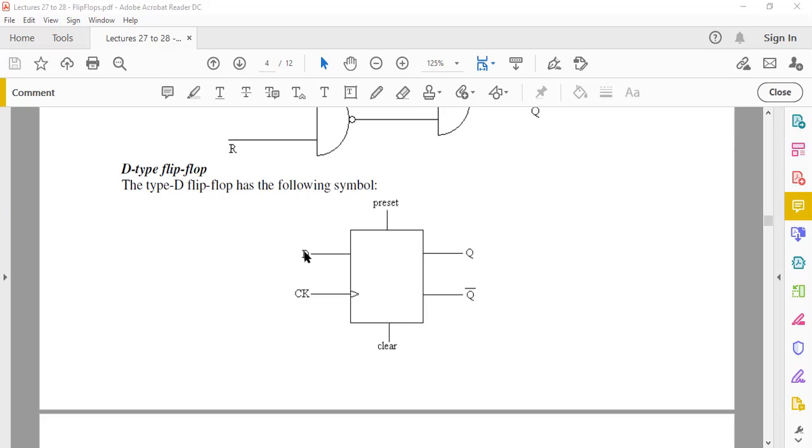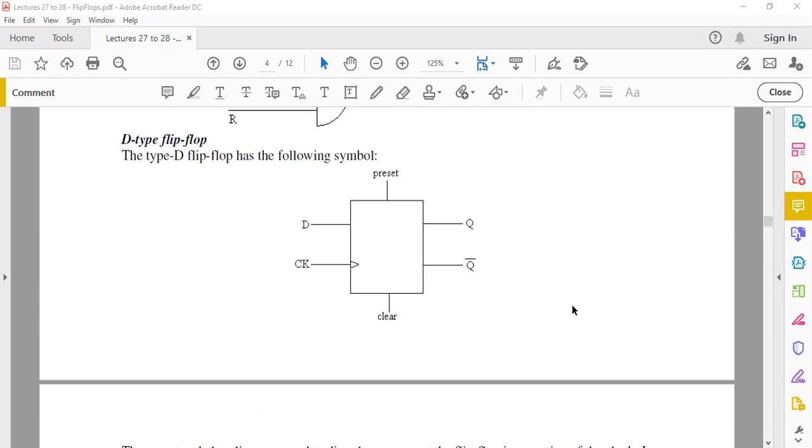So if you made, for example, D become 0, and then you have a rising edge, this 0 would be transferred to Q. If you make D equal to 1, similarly, your clock pin here would need to go to a rising edge for the 1 to appear here.